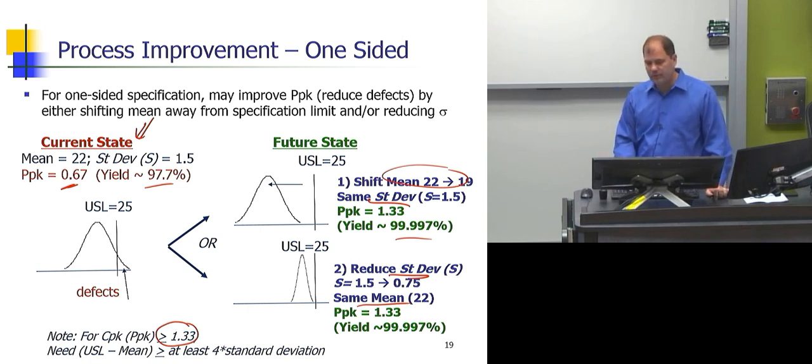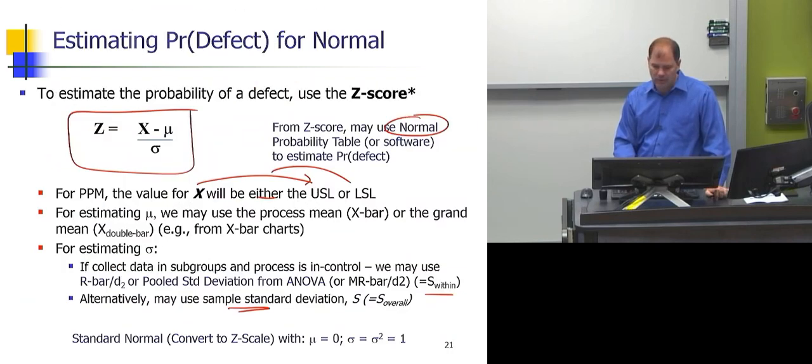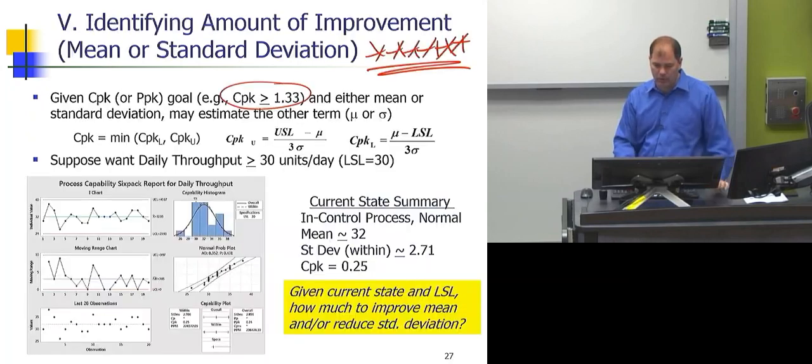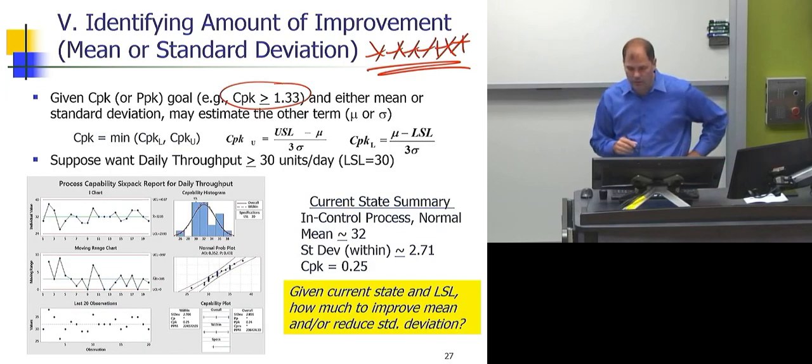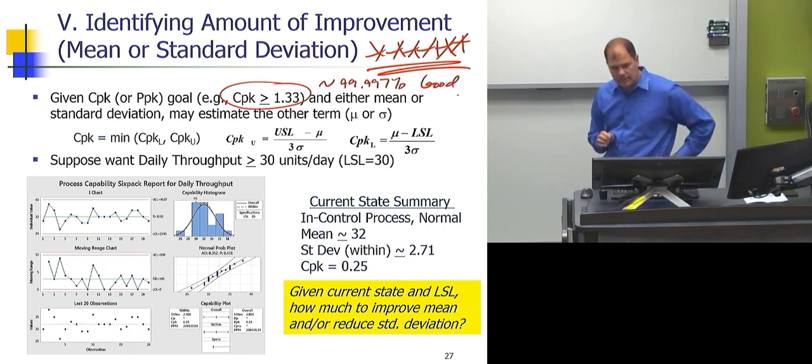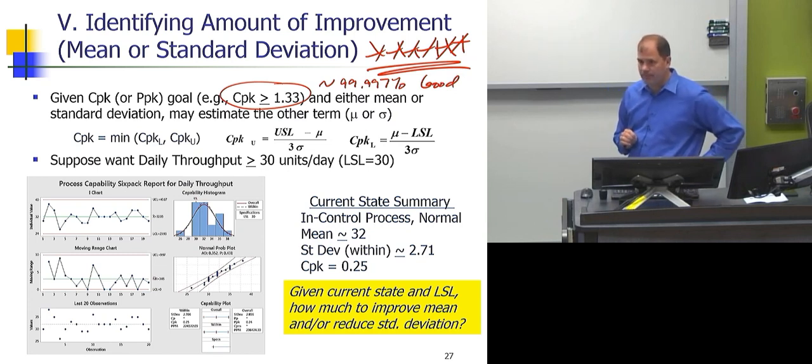It's not 1.5, which would be 99.99966% or 3.4 per million. 1.33 is a classic number people use. You could put 1.5 if you wanted to, but the classic number people use is 1.33. That's around 99.997% good. All right, we okay so far?